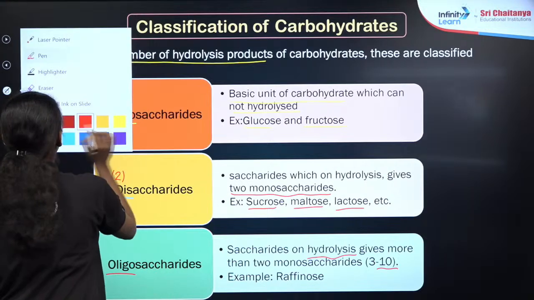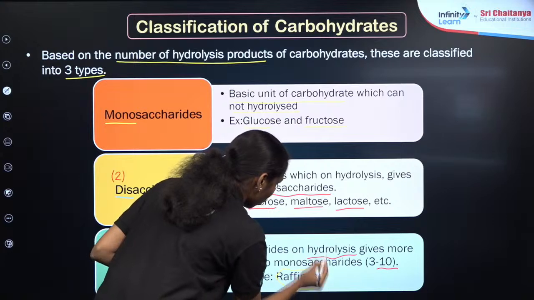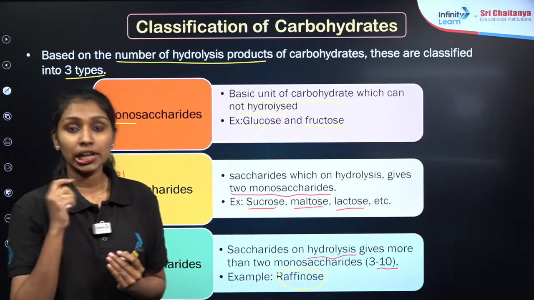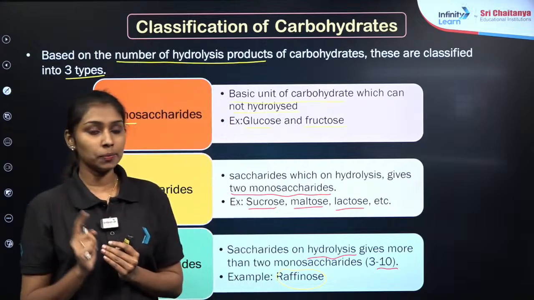One of the examples given here is raffinose. Raffinose is a type of oligosaccharide which will undergo hydrolysis to form glucose, fructose and galactose at the same time. Right? Clear?